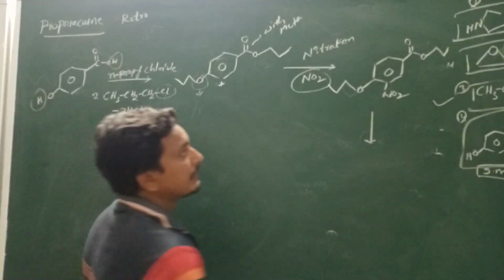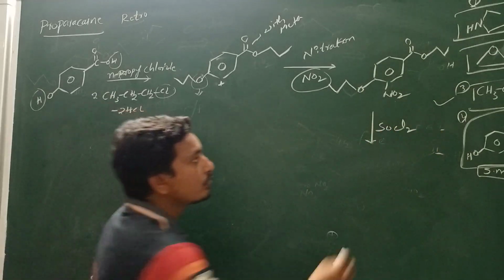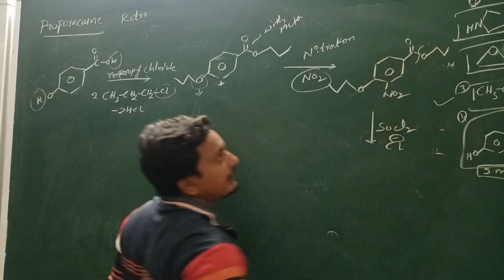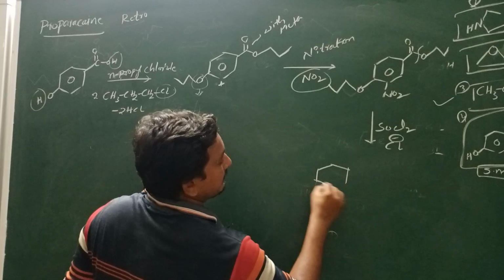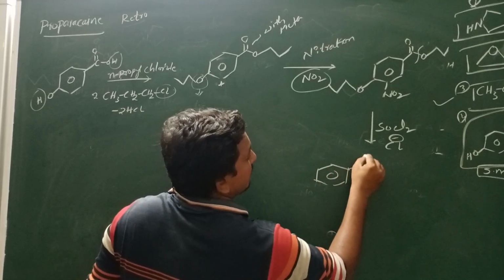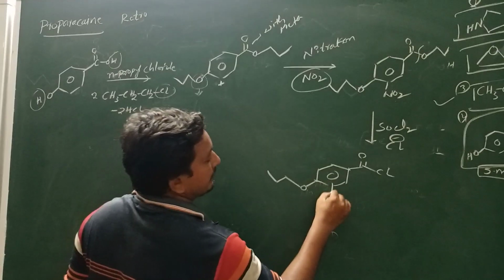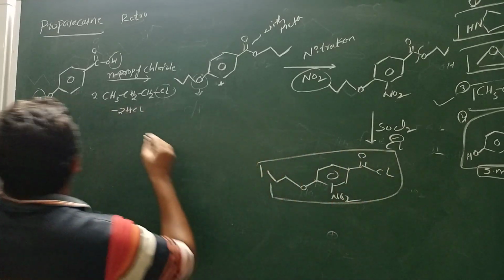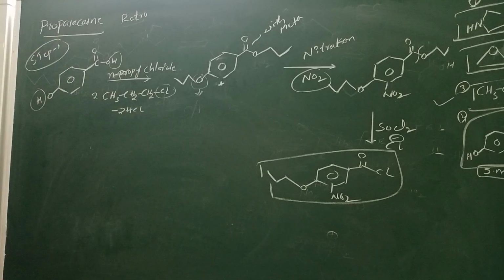Here, when I react with SOCl2, thionyl chloride, it is a good source of Cl minus and the OH is replaced by Cl. The compound is C double bond O, Cl, OH and NO2. This is step 1. I can report step 1.